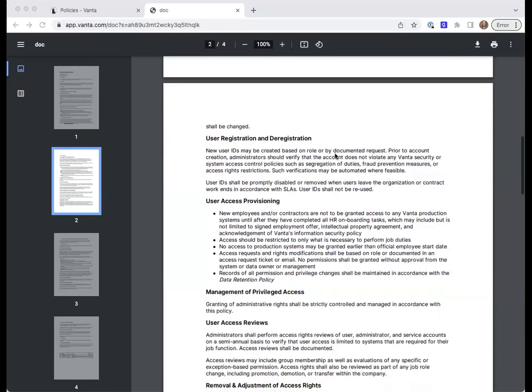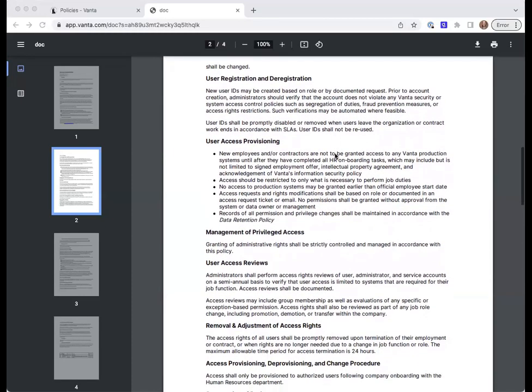Okay. So registration and deregistration. ISO kind of nitpicks some of these things and breaks them out. So creating your user account is registration, and then giving rights to that user account is provisioning access. For a lot of folks, it's kind of the same step, but just understand that's what they're talking about here. So you need a managed scheme for registering and deregistering accounts.